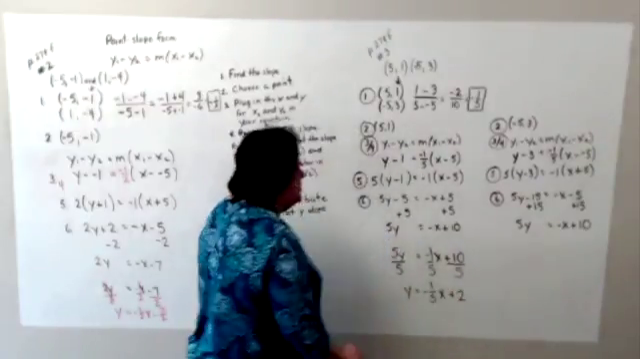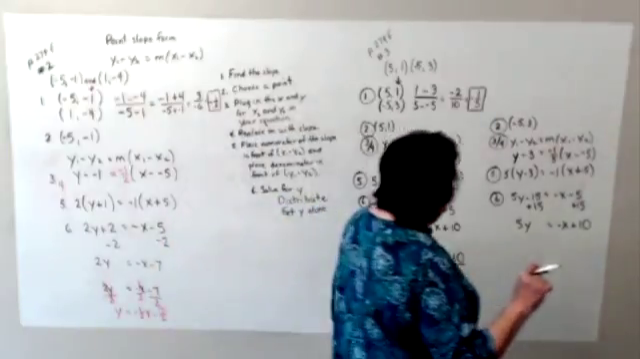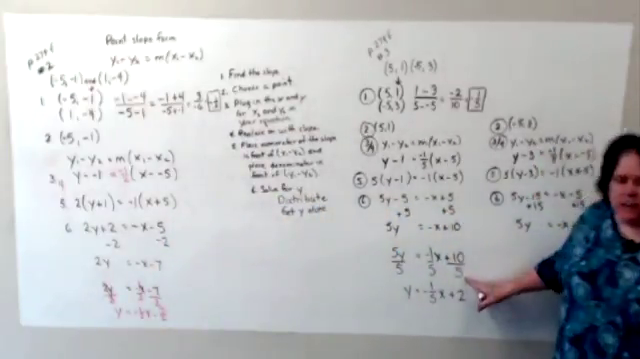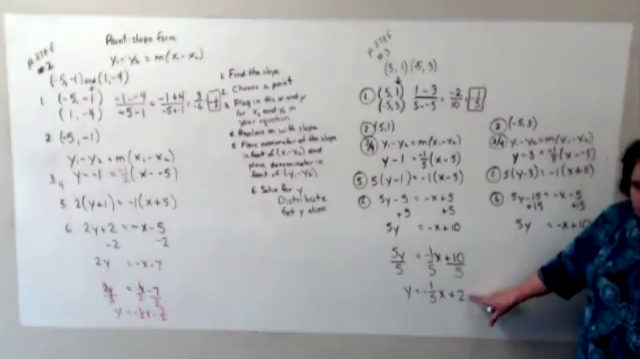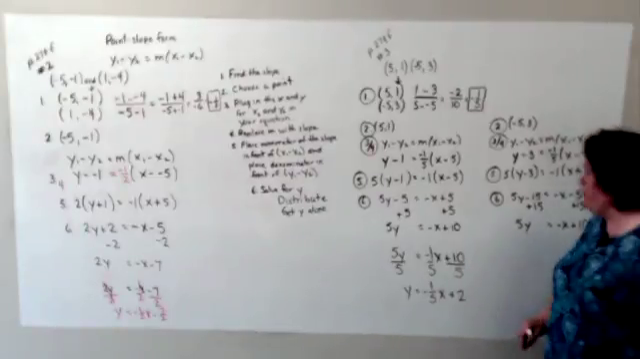Ten over 5 is 2. If it divides evenly into a whole number, you put it as a whole number. If it doesn't, you leave it as an improper fraction.